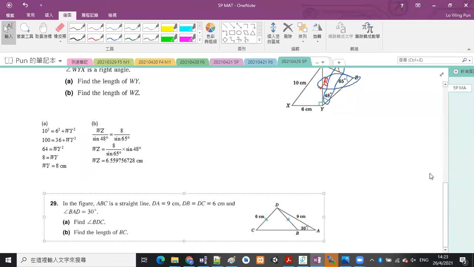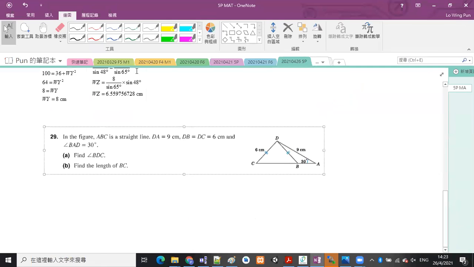29 on the next page. So in the figure, ABC is a straight line. DA is 9 cm. DB and DC are equal to 6 cm, and BAD is 30 degrees. Find angle BDC. BDC is here. BDC is this one. Okay.